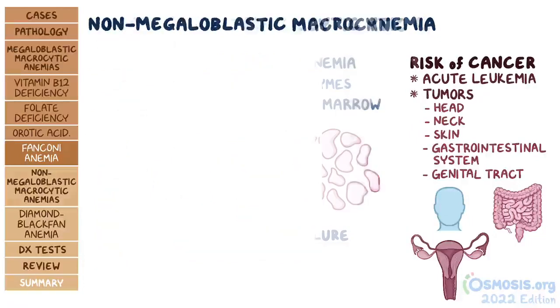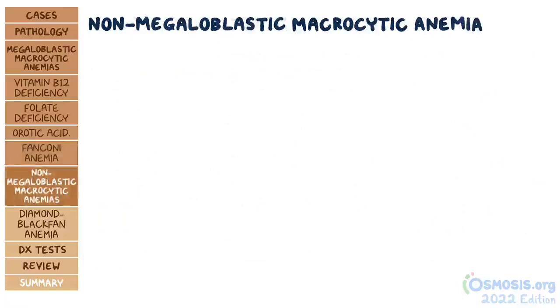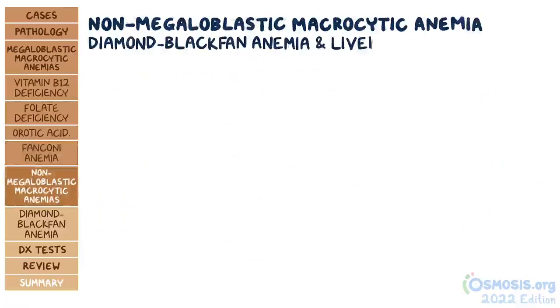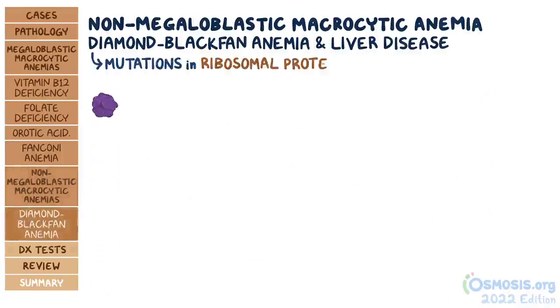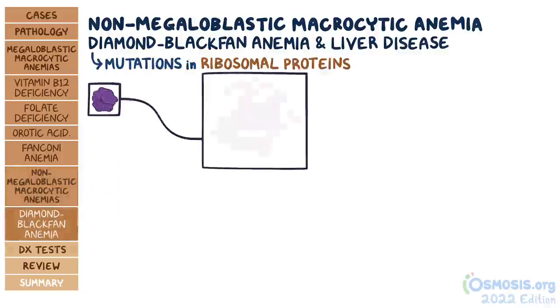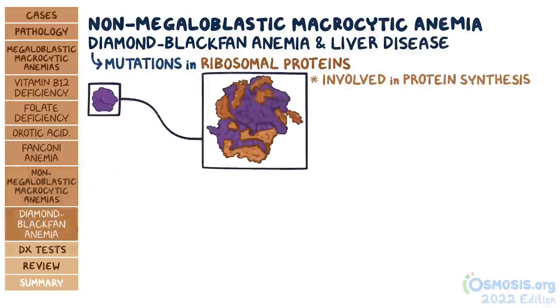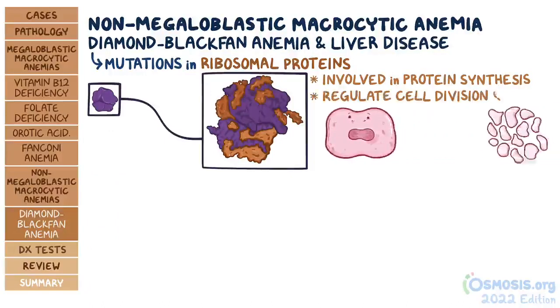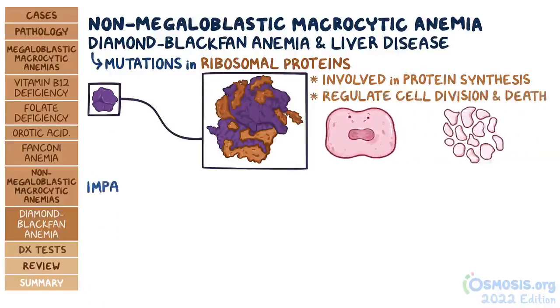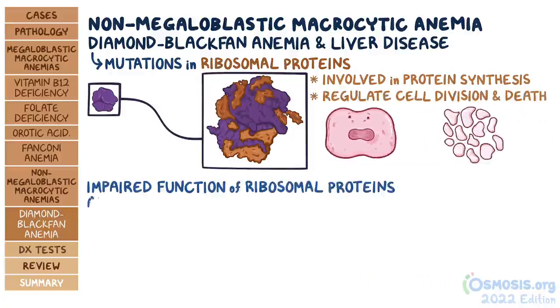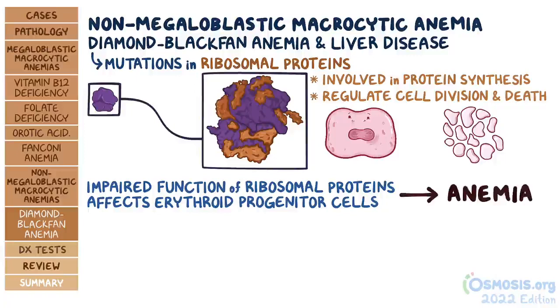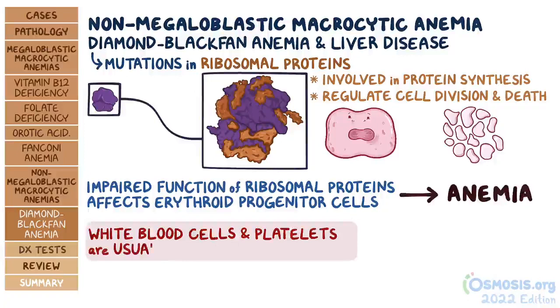Okay, moving on to non-megaloblastic anemia, which includes Diamond-Blackfan anemia and liver disease. Diamond-Blackfan anemia is a genetic disorder caused by mutations in the genes for ribosomal proteins. The ribosomal proteins are mainly involved in protein synthesis, but also regulate cell division and cell death. Impaired function of ribosomal proteins affects the erythroid progenitor cells, resulting in anemia. But remember for your test that white blood cells and platelets are usually not affected.